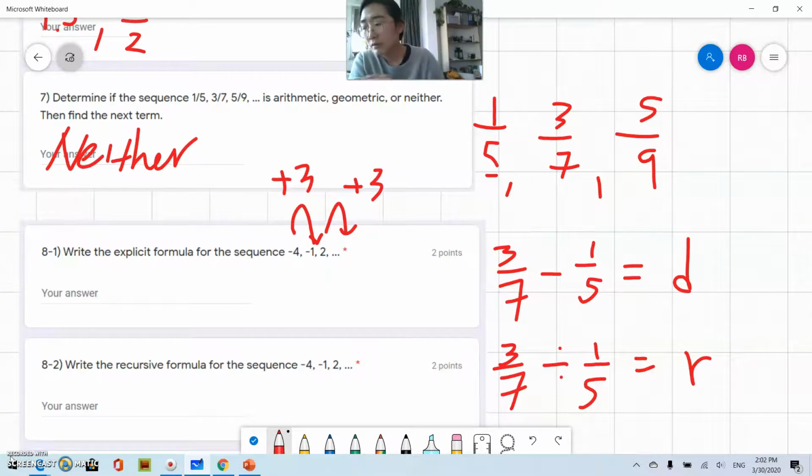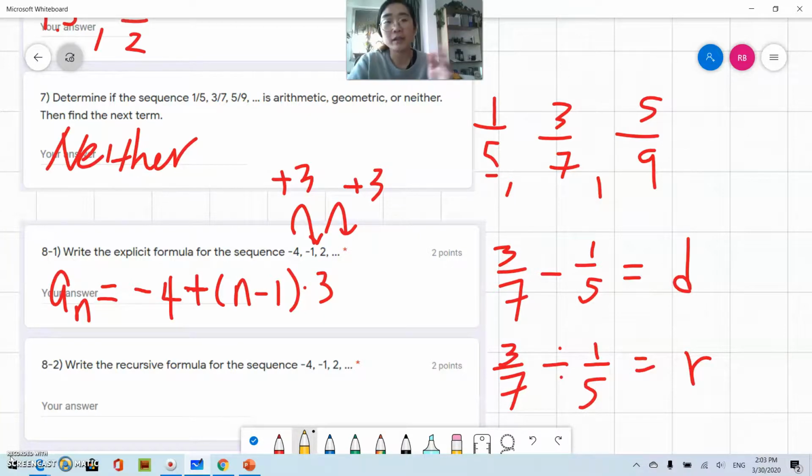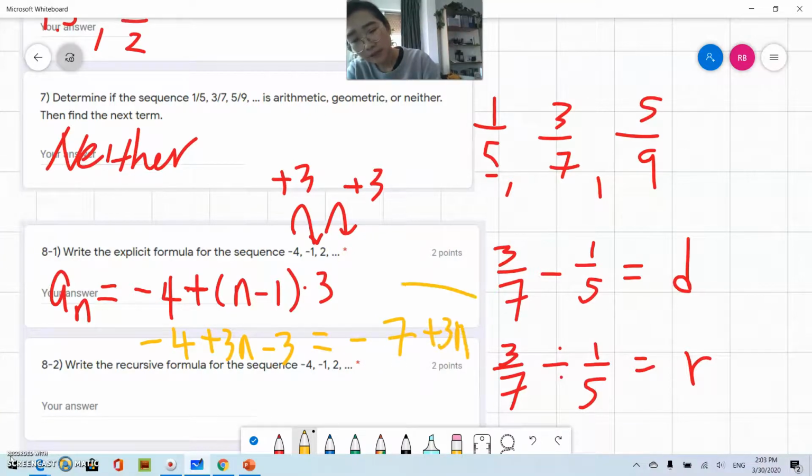Alright, so how do you write the explicit formula? Well, an is -4 plus n minus 1 times 3. But obviously, you could write that and get it right. Or you could write -4 plus 3n minus 3. So you distribute it and organize it into something like this. Then it would be also correct. Okay, so either way, it's correct.